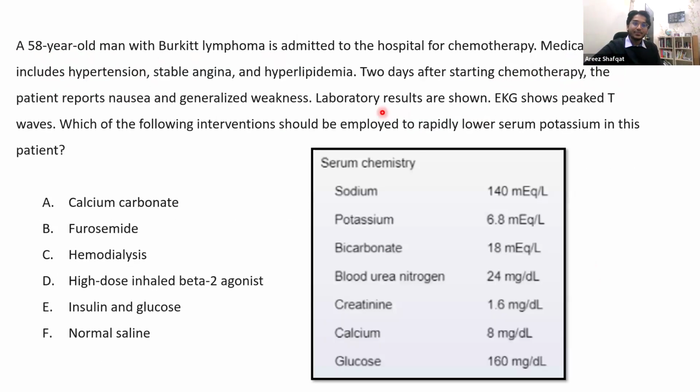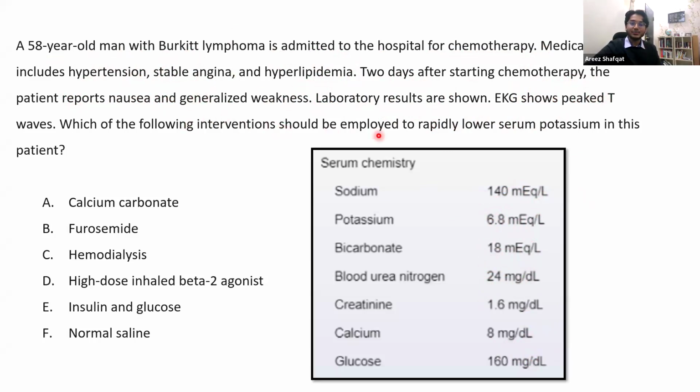Okay, and he's taking thiazide diuretics, which is causing further volume depletion. Okay, good. So a 58-year-old man with Burkitt lymphoma is admitted to the hospital for chemotherapy. Medical history shows hypertension, stable angina, and hyperlipidemia. Two days after starting the chemotherapy, the patient reports nausea and generalized weakness. Laboratory studies are shown. His serum sodium is normal, serum potassium is 6.8, so severe hyperkalemia. He has a low bicarbonate and rising BUN. Other findings are unremarkable. EKG shows peaked T waves.